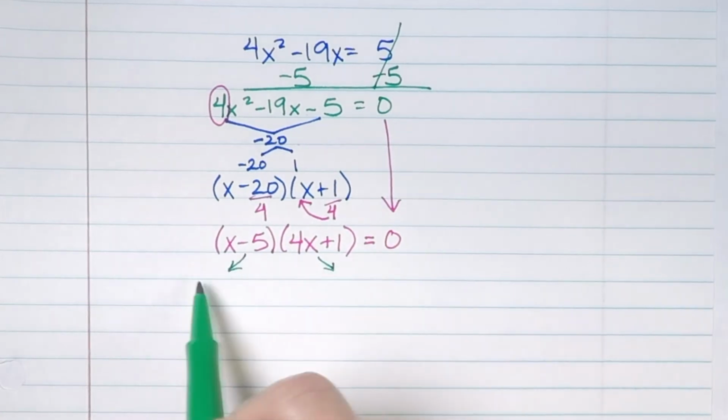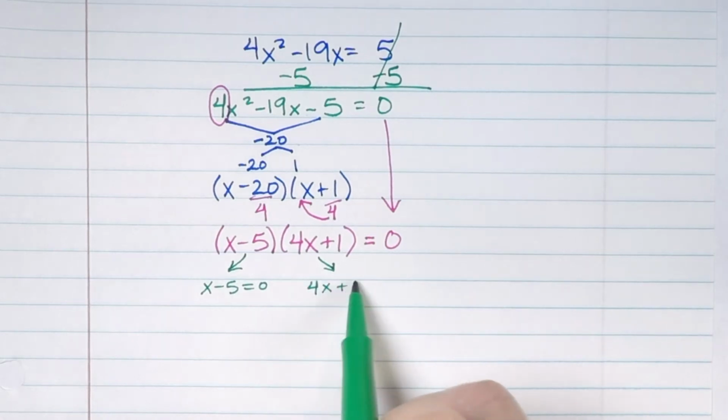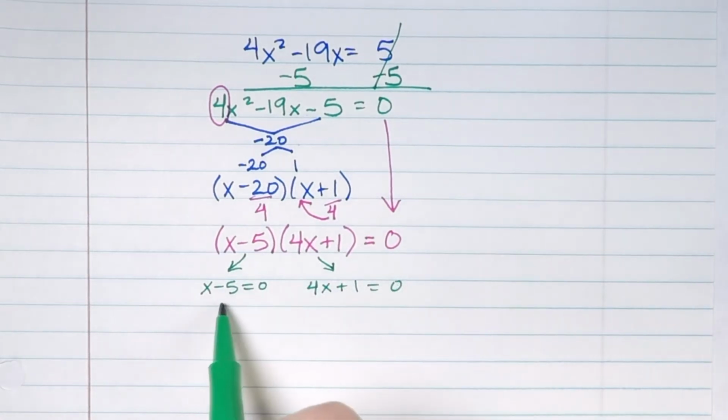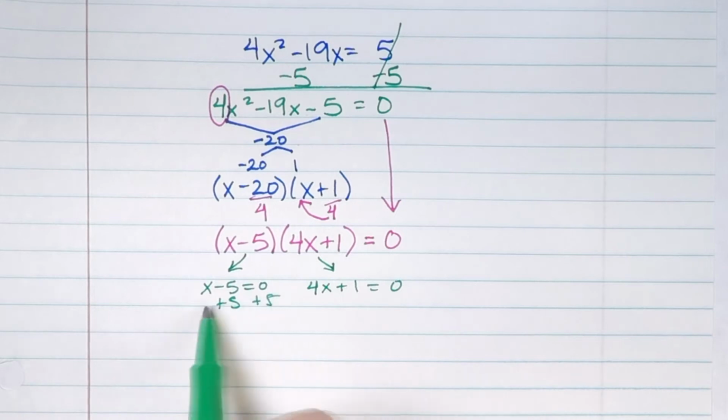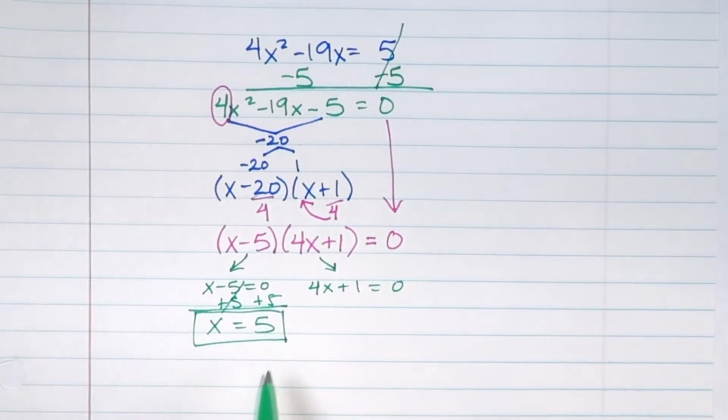I'm going to take each of these two factors, and I'm going to set them equal to 0, get those nice little baby equations for us to solve. So here, we can add 5 to both sides, which we can probably just do in our head. So we get x equals 5 as one of our solutions.